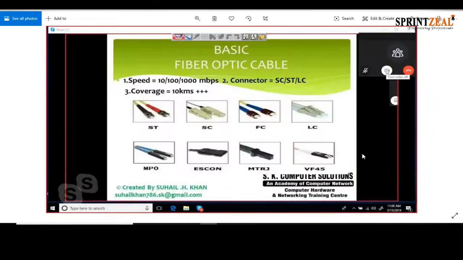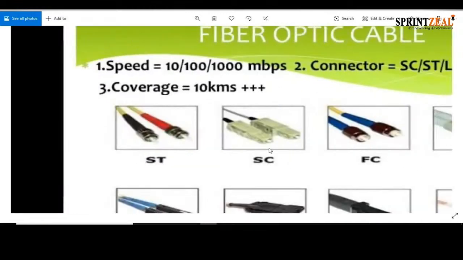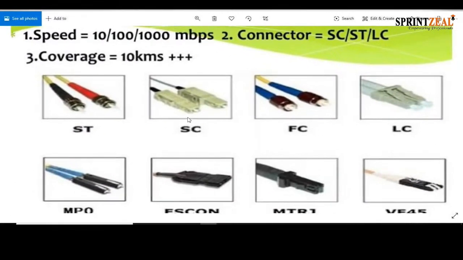Now let's move on to the next topic called fiber optic cable. Fiber optic cable supports speeds from 40 Gbps to 60 Gbps and more than that. And in fiber optic cable, we don't have one type of connector. We have multiple types of connectors: SC, ST, LC. Depending upon our need, we use that type of cable.